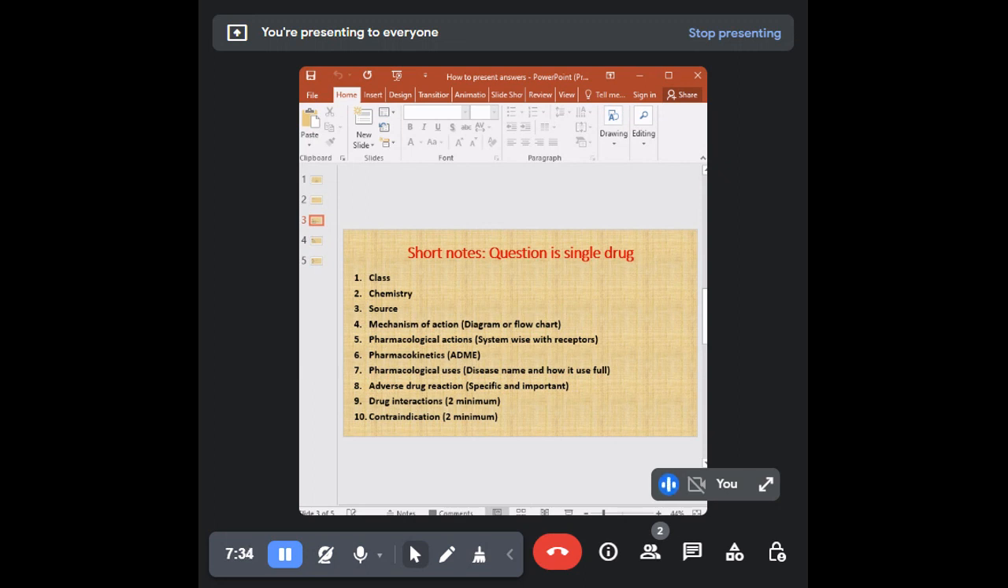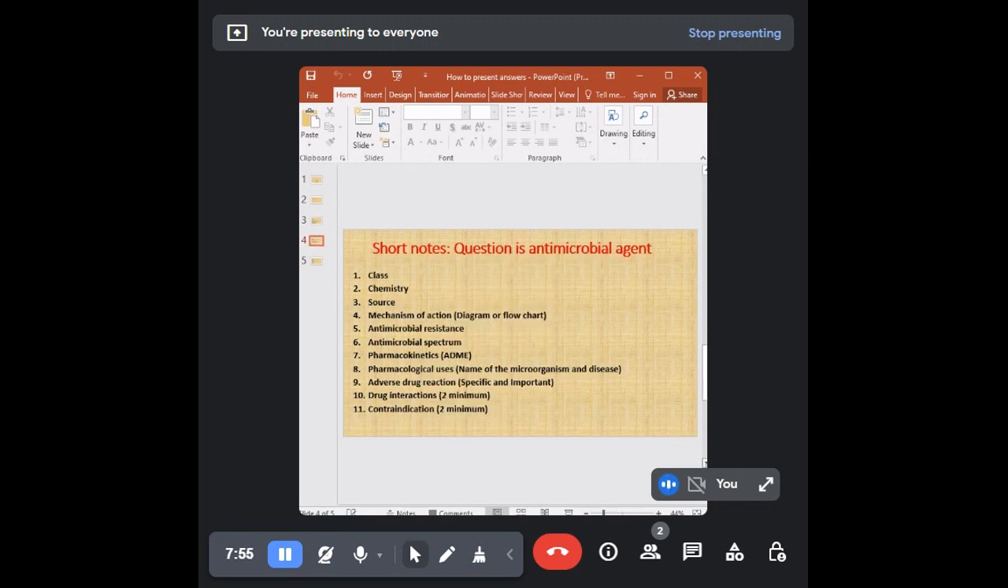But in this, the major portions where you can score marks are mechanism of action, pharmacological uses, and adverse effects. These are the three important portions where we will look for things. Okay, there you should concentrate and write the important points. Now, a question related to a single systemic drug, for example, one that comes as an antimicrobial agent. The headings will be the same, but only the extras will come, such as what you have already seen in class: chemistry, source, mechanism of action.